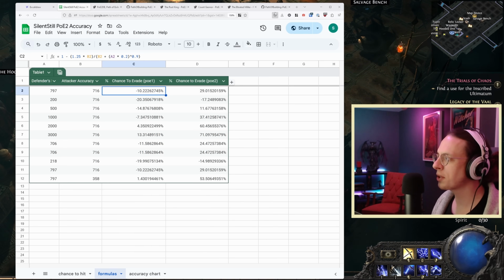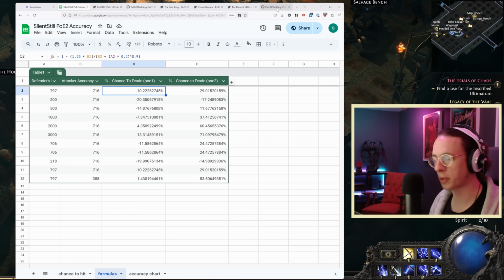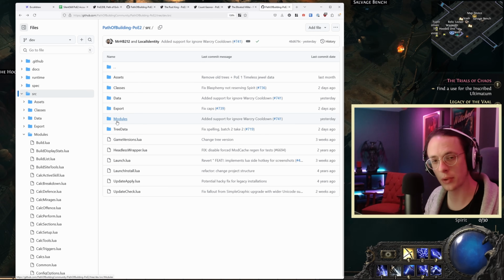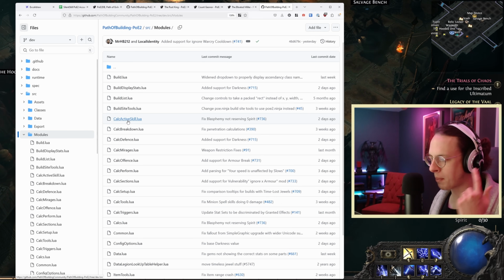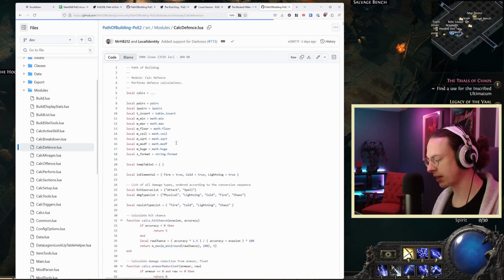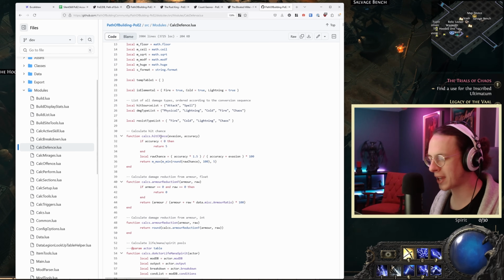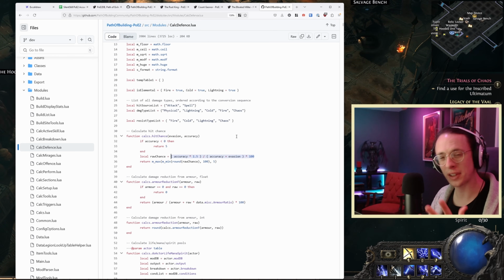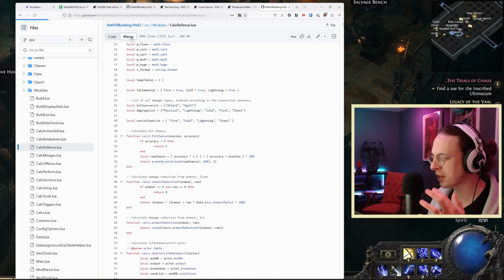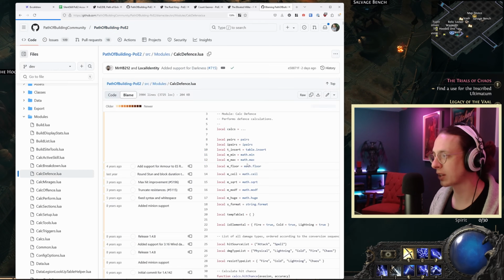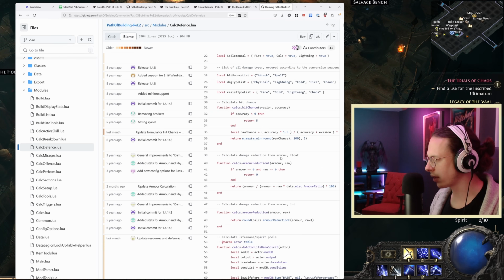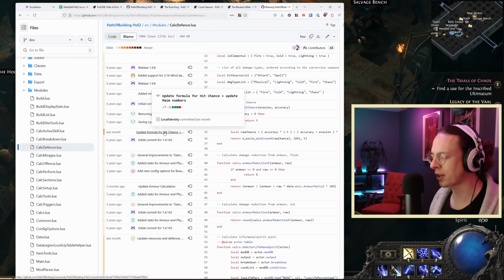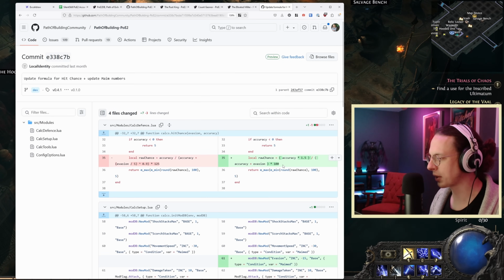So I hopped into the Path of Building source code for PoE 2, the PoE 2 fork, and I was trying to see what I could figure out. If we go into this modules folder and then look at the calc defenses file, there's this hit chance function, and it has this other formula in it. This is a significantly simpler formula, but it's not very similar. If we look at the blame, we can try to figure out when this actually changed, and it was not too long ago. It's this updated formula for hit chance calculation. So this seemed like a good, reasonable thing to try next.